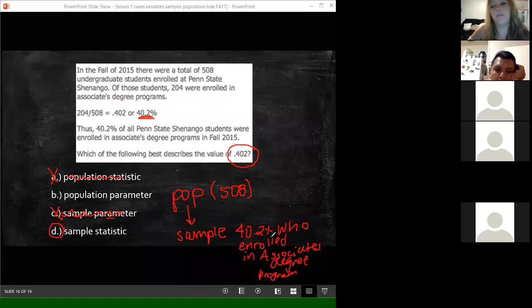So this 40.2% is what we took from the population. We're taking a sample of who was enrolled in the associate degree program out of that population. So in this case, this 40.2 would be a sample. So our answer would have to be D because it's not a population parameter, because this was changing. This was the amount who were enrolled in the associate's degree program. If that were to increase, that would be variable. So it couldn't be B because we're not talking about a population. So the answer would be D. Does that make sense?